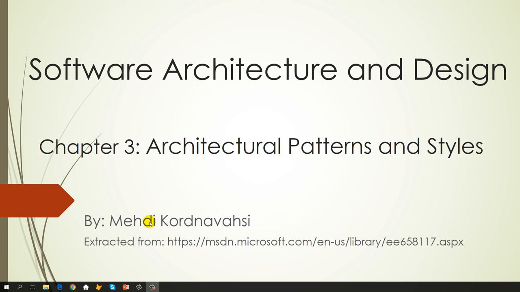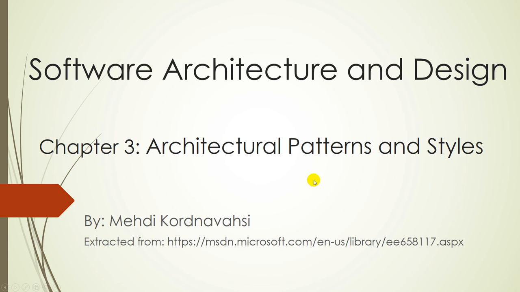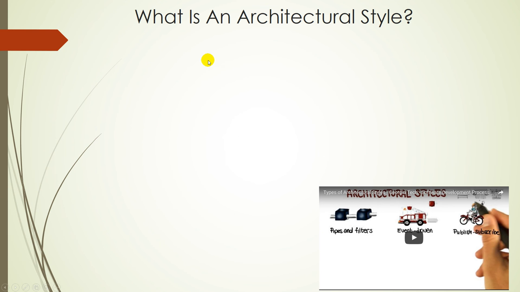In this movie, we are going to talk about software architecture and design, chapter 3, architecture patterns and styles. What is an architecture style? Architectural style, sometimes called an architectural pattern, is a set of principles, a coarse-grained pattern that provides an abstract framework for a family of systems.